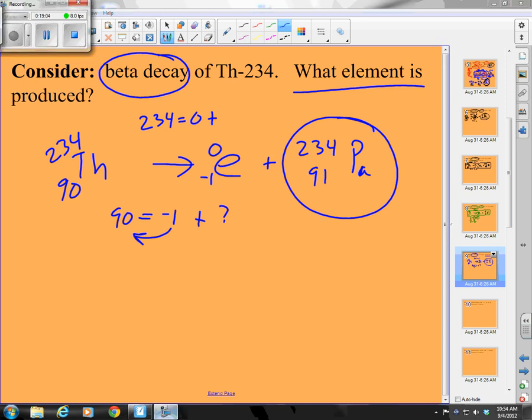Let's see how much time we've used. Ooh, almost 20 minutes. I think this is a good place to stop. I'll catch you next time, and we'll talk in more detail about positron and gamma.